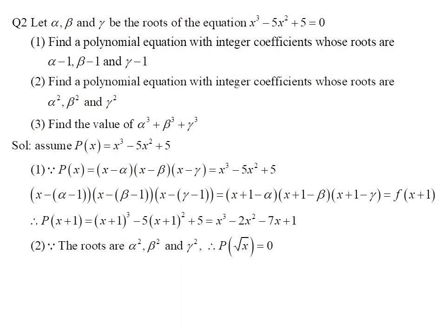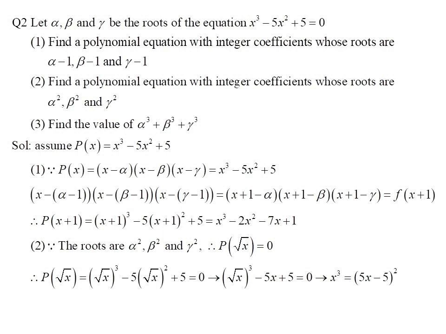As for the second question, since the three roots are alpha squared, beta squared, and gamma squared, obviously the square root of x satisfies the original cubic polynomial equation. So we substitute square root x for the variable x in the original equation. After rearranging and simplifying, we have the cubic polynomial equation x cubed minus 25x squared plus 50x minus 25 equals 0, which has the roots alpha squared, beta squared, and gamma squared.